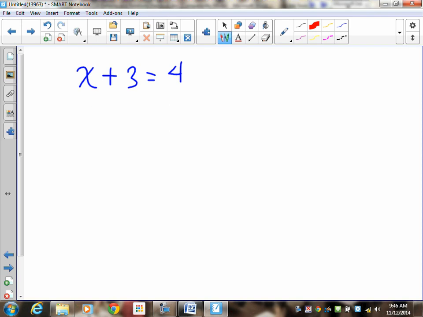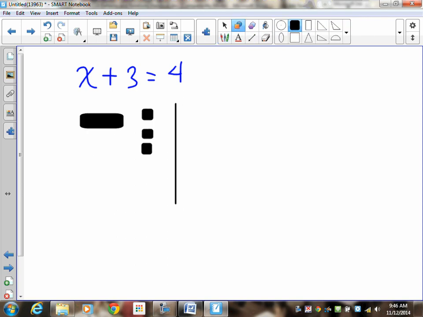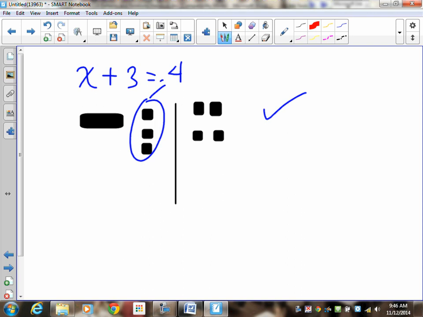So the first thing you're going to do is set up your equation. So here's your x, and your 1, 2, 3, and over here 1, 2, 3, and 4. So if you drew the tiles, check. Take away 3 from this side, take away 3 from this side, check. Now you're going to redraw it.